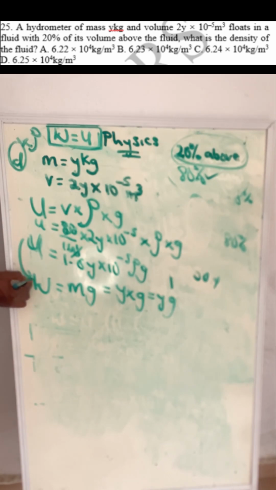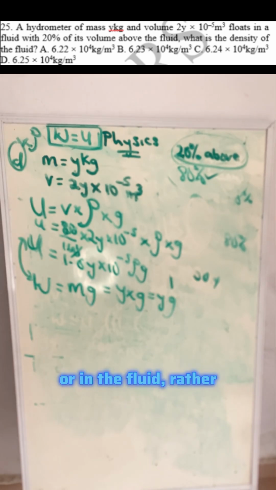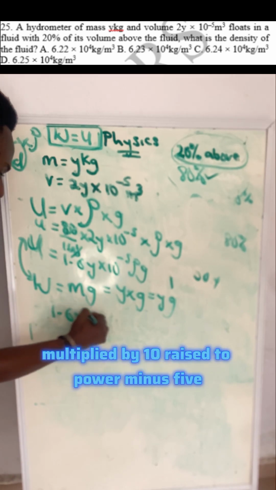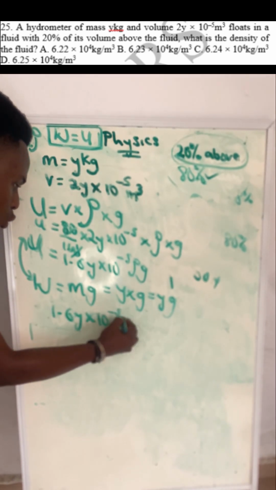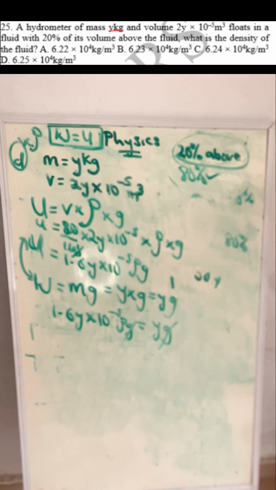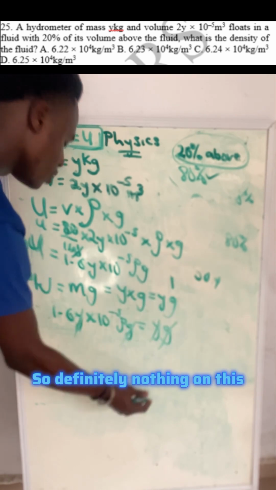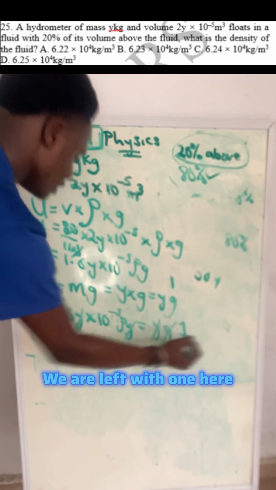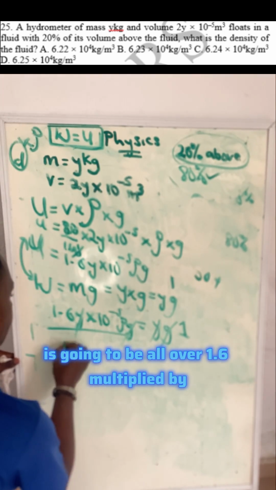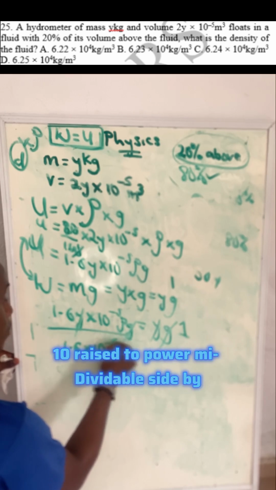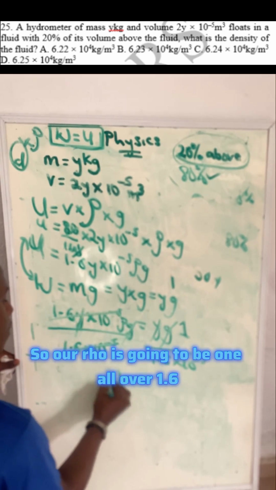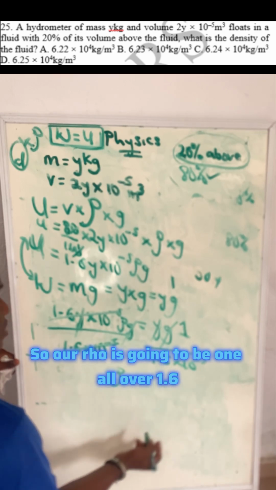So now I can easily equate these two equations together. Upthrust is equal to weight, since the object is floating in the fluid. So it's going to be 1.6y multiplied by 10 raised to the power minus 5 rho g is equal to yg. g cancels g, y cancels y, so nothing is left on this side, and we are left with 1 here. To get our rho, which is density, divide both sides by 1.6 times 10 raised to the power minus 5. So our rho is going to be 1 over 1.6 times 10 raised to the power minus 5.